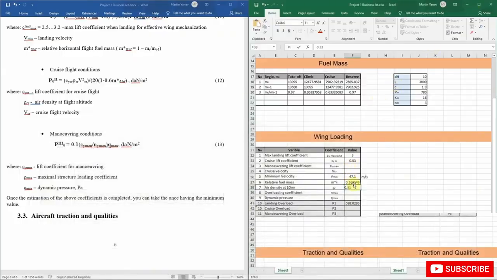So let's do this. And that's it, guys. We have everything we need for this equation. So here in P2, let's write: this is going to be equal to Cy cruise flight multiplied by the air density, multiplied by the cruise velocity. I didn't write the cruise velocity yet, but I will write it in a second.